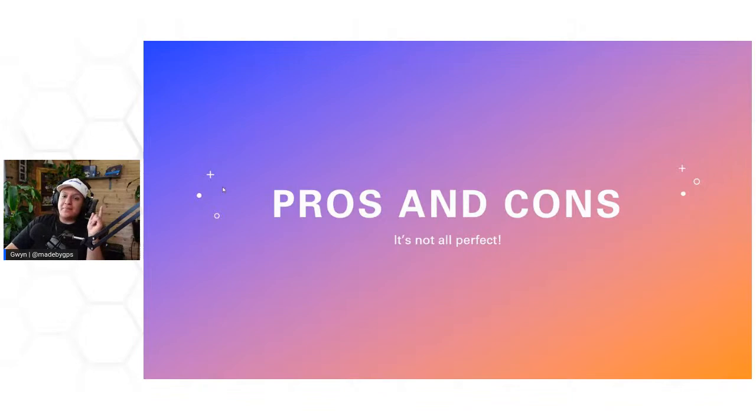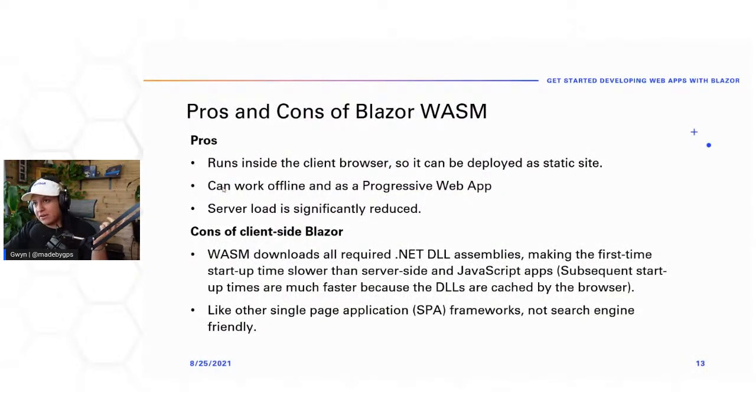Pros and cons. I'm a big fan of not painting any technology as the perfect solution, because everything has its pros and cons. So let's talk about the pros and cons of Blazor WebAssembly. Pros: it runs inside the client browser, and this is the sell when it comes to single page applications. You can deploy it as a static site, and the benefit is you can deploy these applications very, very cheap. I have a couple of these running at less than $1 a month.